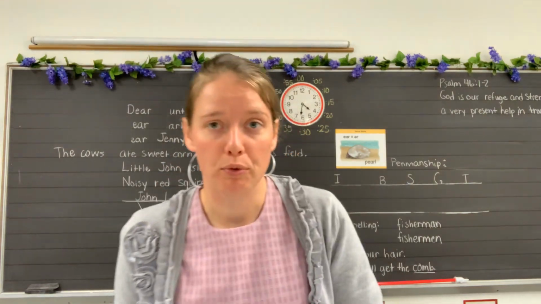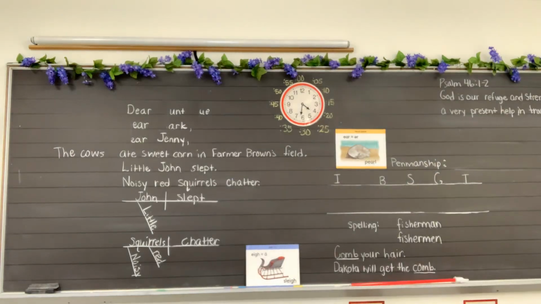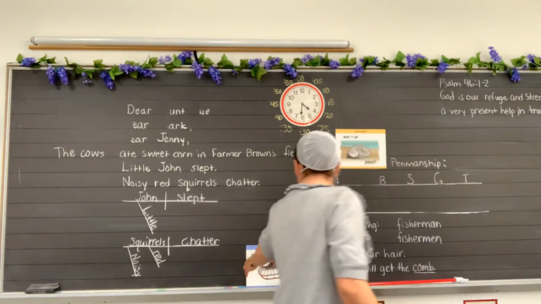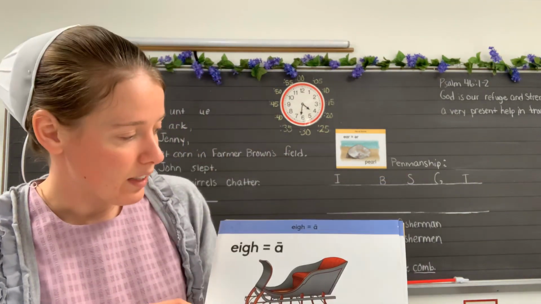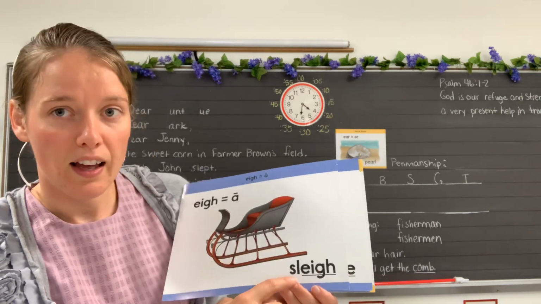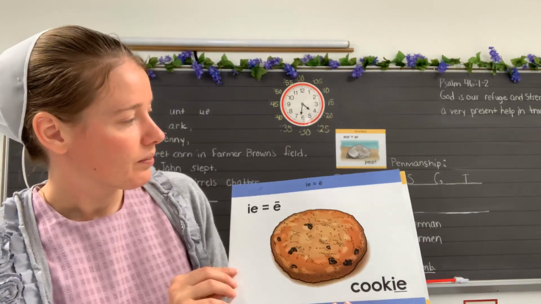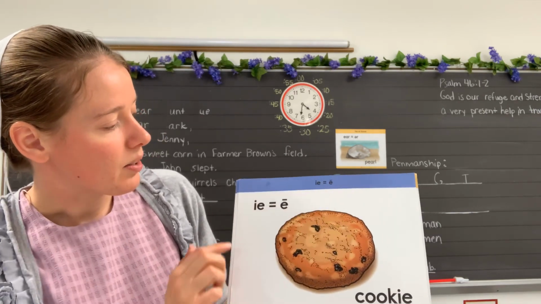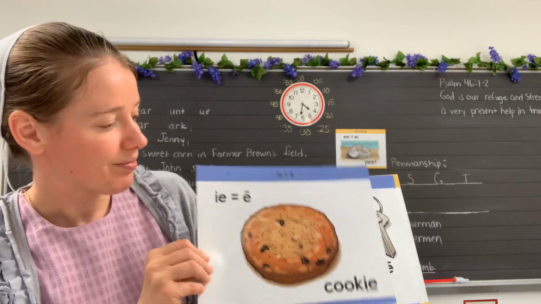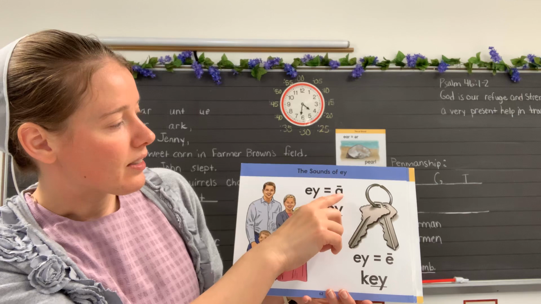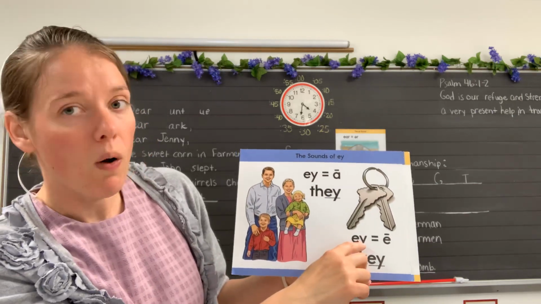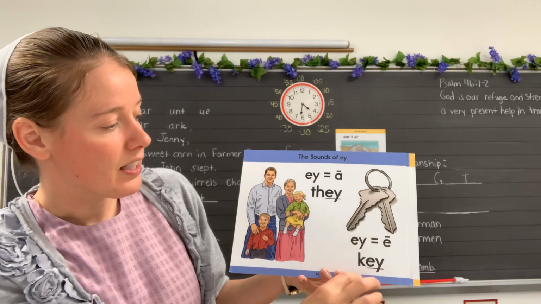some more phonics things to study, to look over. These ones here. So E-I-G-H has the A sound, as in sleigh. I-E has the E sound sometimes, as in cookie. The sounds of E-Y can say different sounds. They can say A as in they, or E as in key.